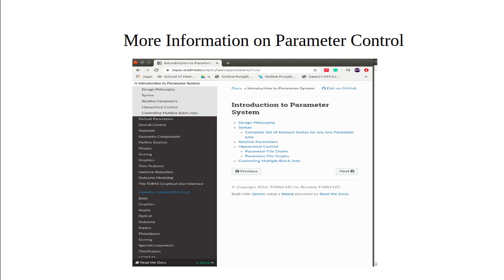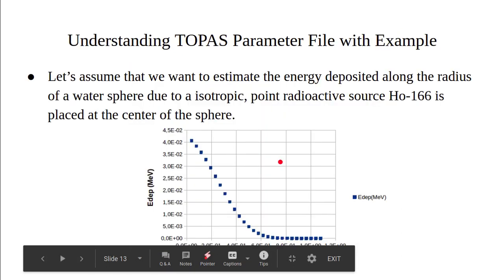More information on the parameter control can be found on the TOPAS website. It shows how it is designed, how you have to write your syntax for your input file, and how many statements can be given in a single line. Related parameters, such as what happens when we have 4 or 5 or more than one input file in text format and join them together, and how they behave, are all presented there.